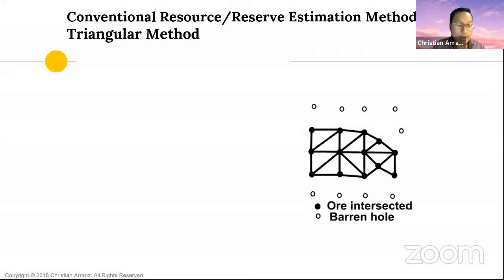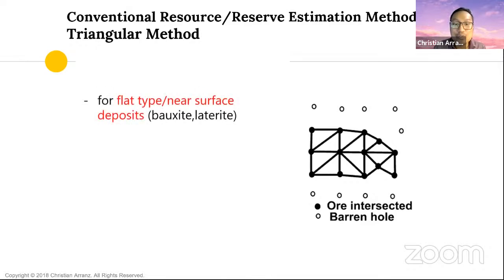Okay, next. This one is called the triangular method kasi alam niyo nakakatawa yung mga methods na to. It's obvious kasi gumagamit ng triangles. Okay, so triangle methods, amazing, right? Mind-blowing. Okay, so for triangle method, you use this for flat type or near surface deposits like bauxite or laterite. These minerals are usually on the ground or on the soil. And ang triangular method, useful siya for flat or tabular or like surficial deposits.